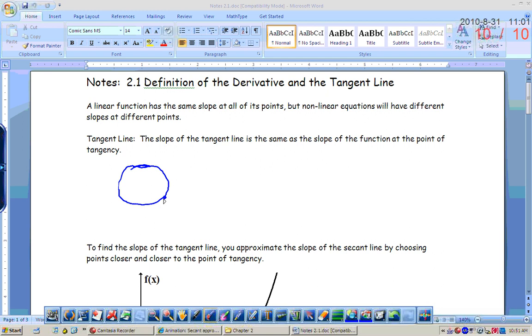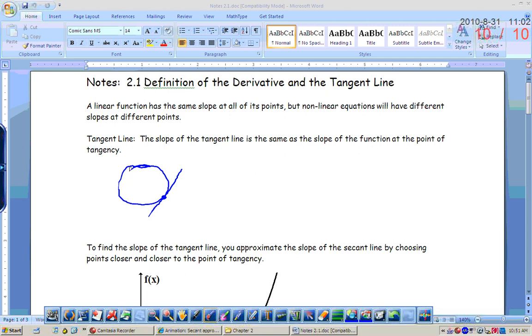Then a tangent to the circle is going to be a line that intersects that circle one time. Well, the slope of the tangent line is the same as the slope at the point of tangency to the graph. So does a circle at all of its points have the same slope? No, because here I've got one slope.